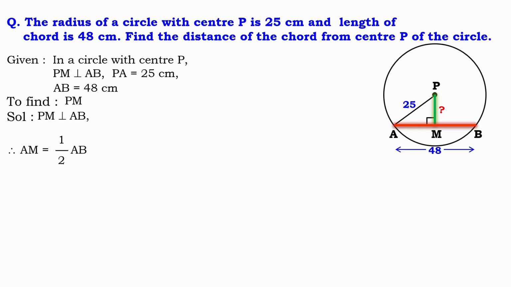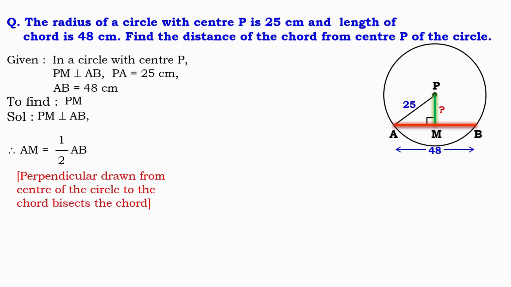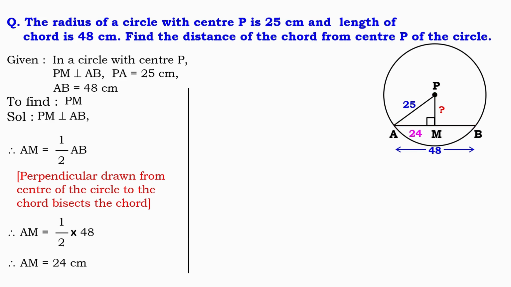So AM equal to half of AB. Also we have to mention why it is half of AB: that a perpendicular drawn from the center of the circle to the chord bisects the chord. Whenever you are solving this type of problem, always mention which theorem you are applying. If you don't mention the theorem, then you will not get the full marks. So AM will be equal to half into 48, that is 24 centimeter.